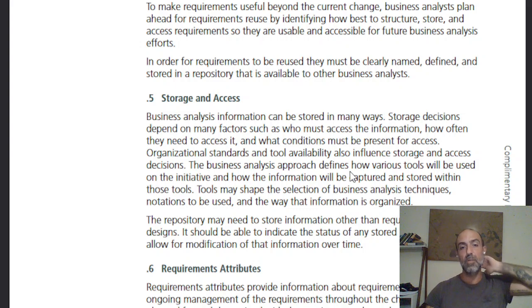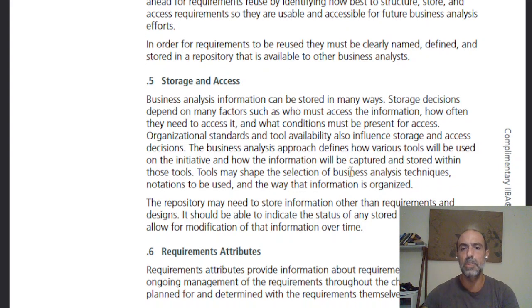Storage decisions depend on many factors. What are storage decisions? Software, bindings, all kinds of stuff. What conditions must be present for access? Organizational standards and tool availability also influence storage and access decisions. So how you store them might influence depending on where.